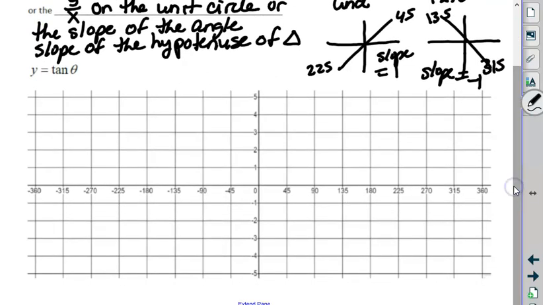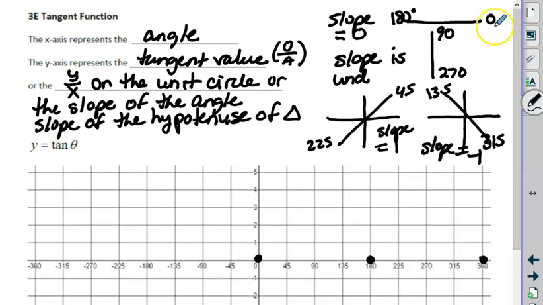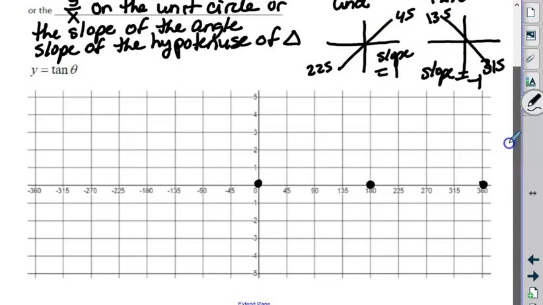So let's start with places where the slope is 0, at 0 degrees and at 180. Now if we keep going around the circle back to 360, that's the same as 0 degrees, so that would also be a slope of 0. If we went around the circle backwards, so here's forward to 180, if we go around backwards to 180, that would be negative 180. So negative 180 and negative 360 are also places where slope is 0.